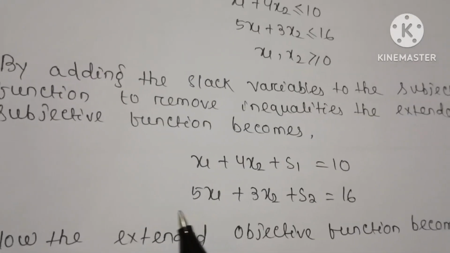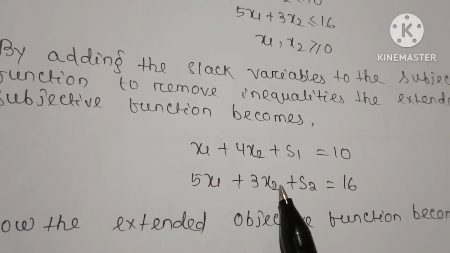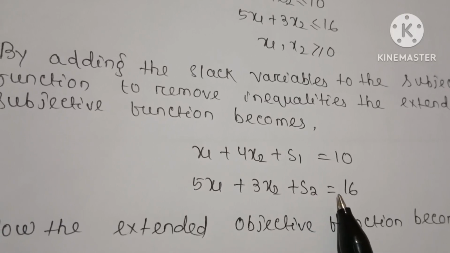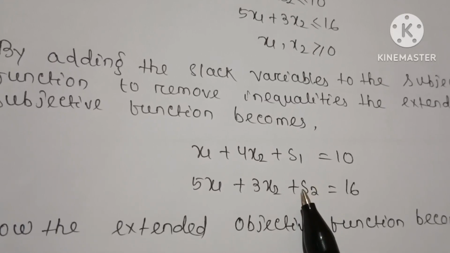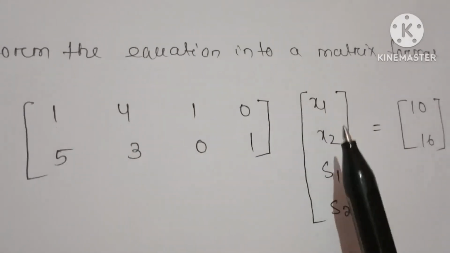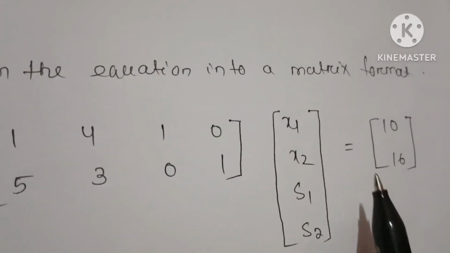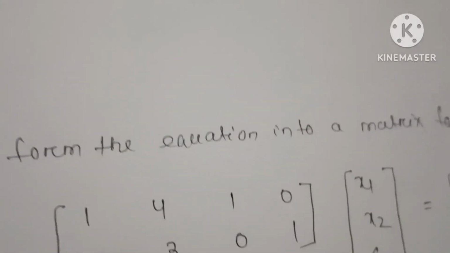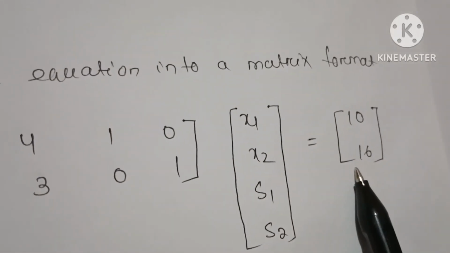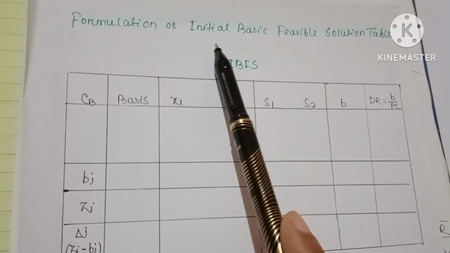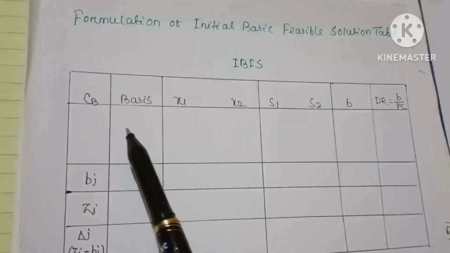Next, the coefficient of x1 is 5, the coefficient of x2 is 3, and s2 is present here, and s1 is absent, so for s2 we put 1 and for s1 we put 0. This is multiplied by x1, x2, s1 and s2, and equals the RHS constants, that is 10 and 16. Now we'll formulate the initial basic feasible solution table.